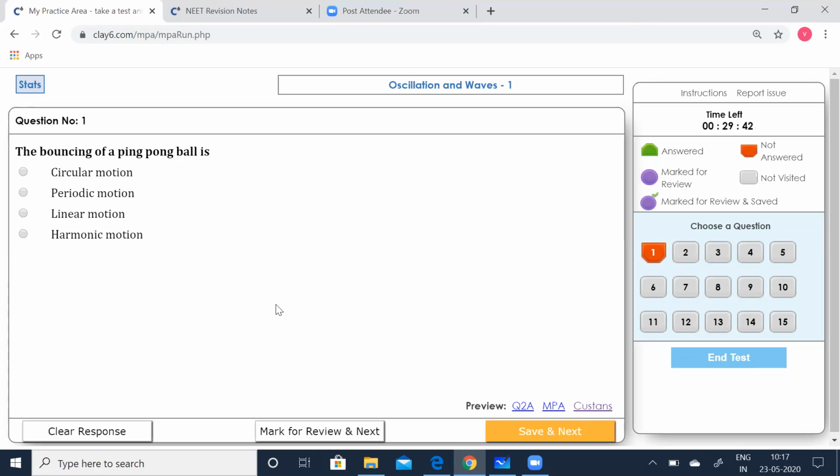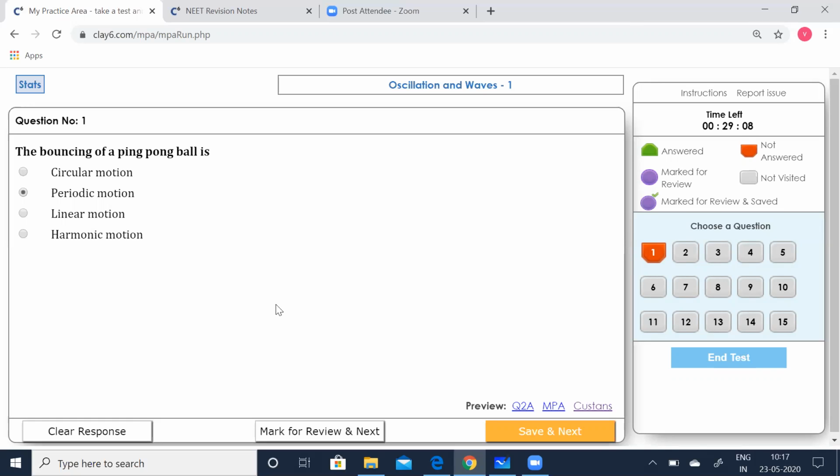So which can be the correct option? Obviously, it is not a linear motion because it is not moving along a line. It is moving up and down. It is not a circular motion also. It is not a simple harmonic motion because there is no restoring force, or the restoring force applied due to gravity is not proportional to the displacement. So it is a periodic motion as the ball reaches the top periodically. So option B is correct.